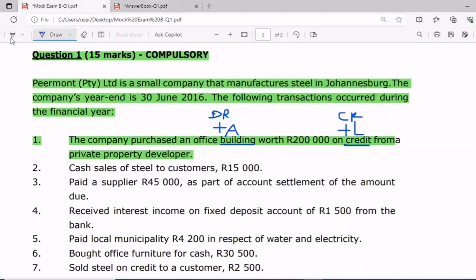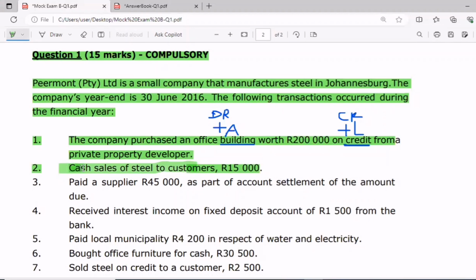And then next transaction, number 2, cash sales of steel to customers, 15,000. So here we have sold our product, which is a steel. So this product has been sold for cash.